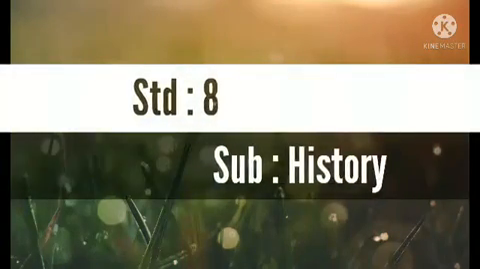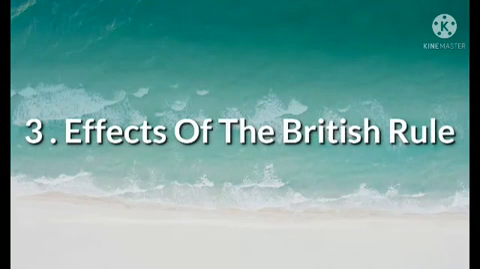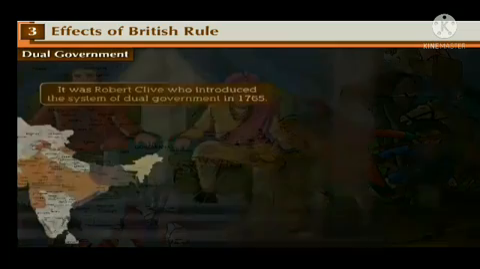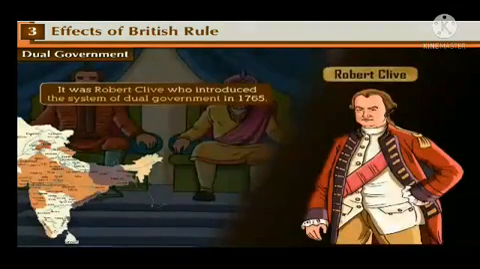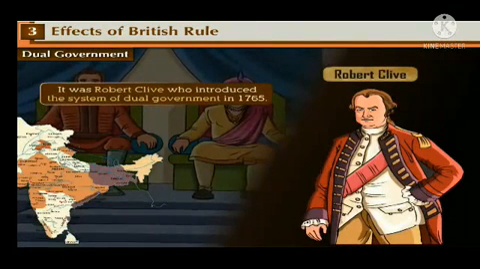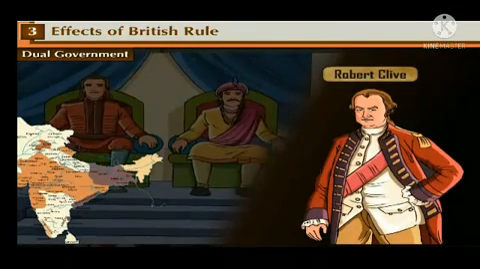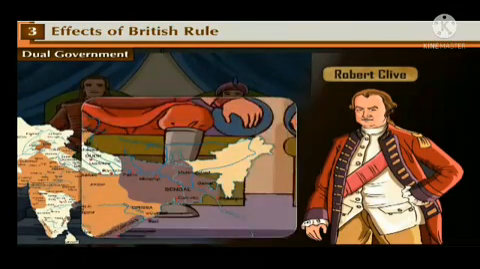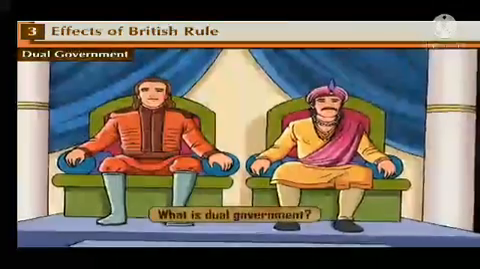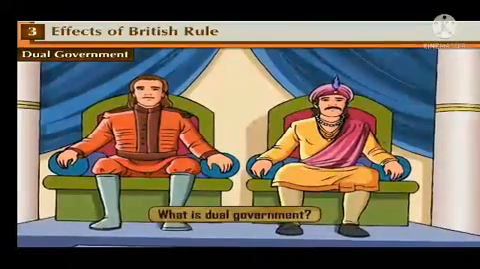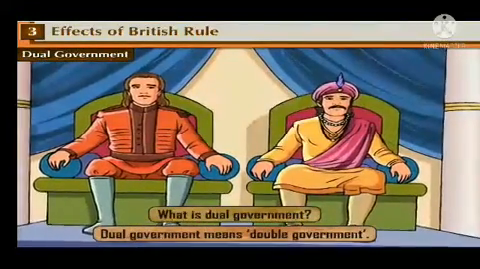Standard 8, Subject: History. Lesson number 3: Effects of British Rule. Dual Government. It was Robert Clive who introduced the system of dual government in 1765. He introduced it in Bengal. What is dual government? Dual government means double government.